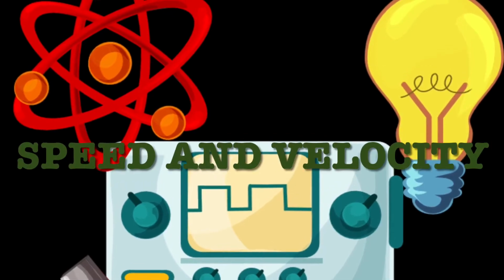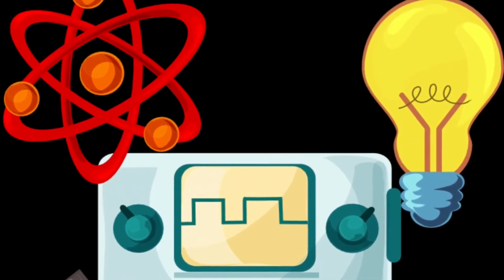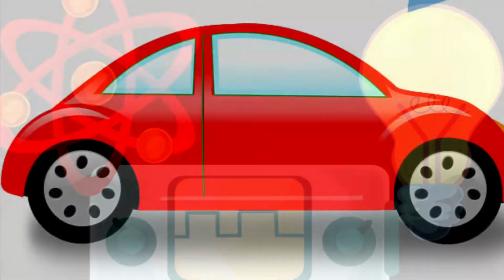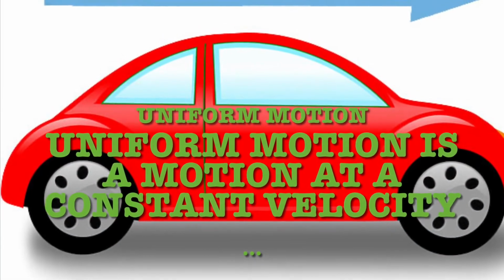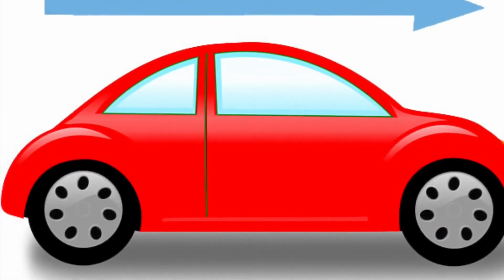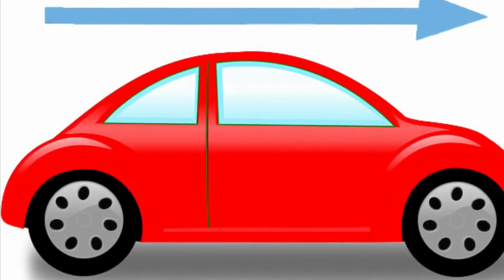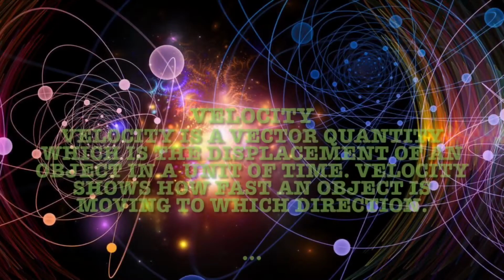Hi everyone, we're going to be learning about speed and velocity. First, I'm going to begin by talking about uniform motion. Uniform motion is motion at a constant velocity. So we're going to talk about what velocity is.